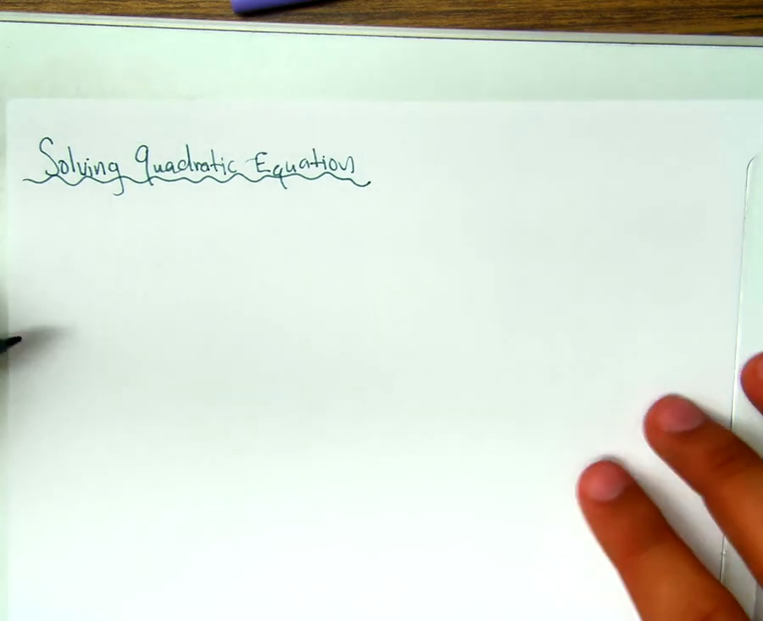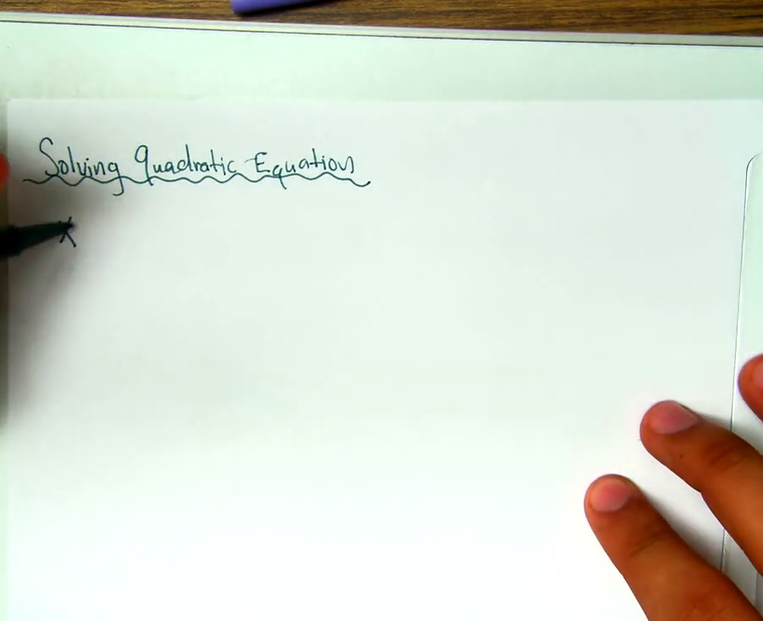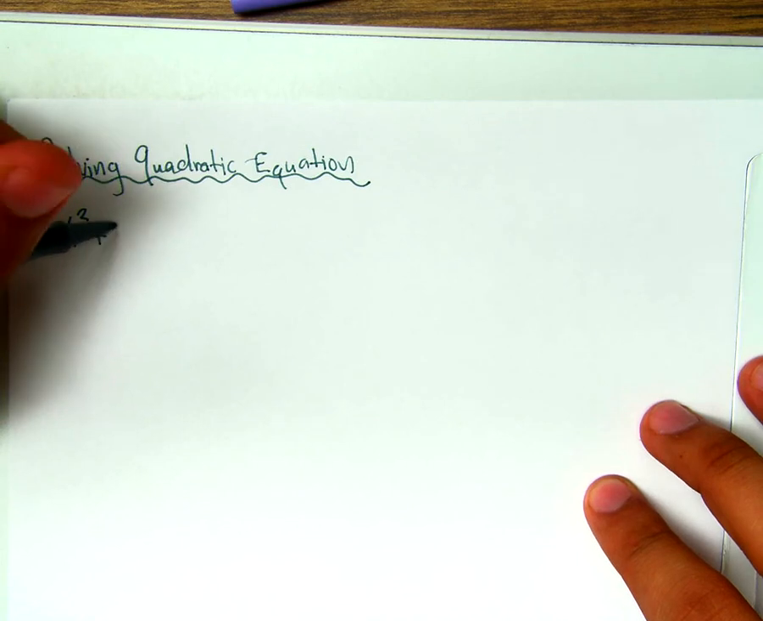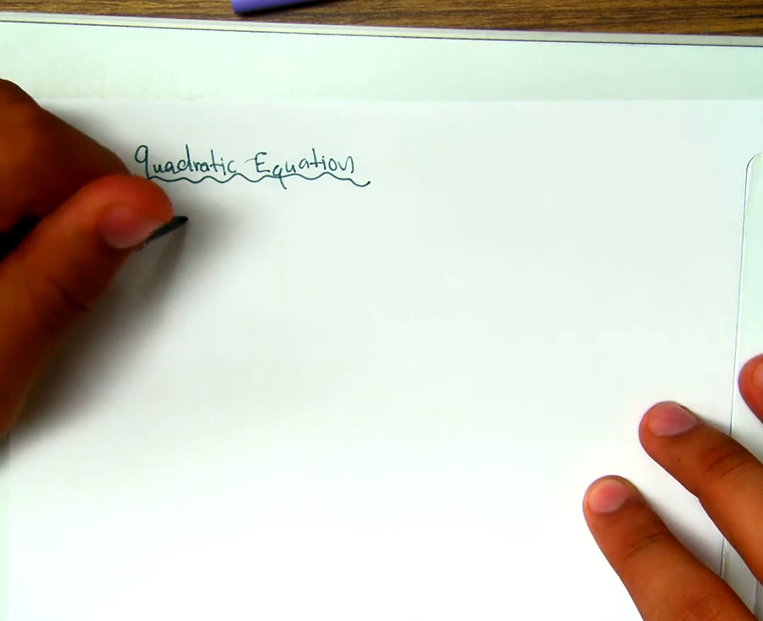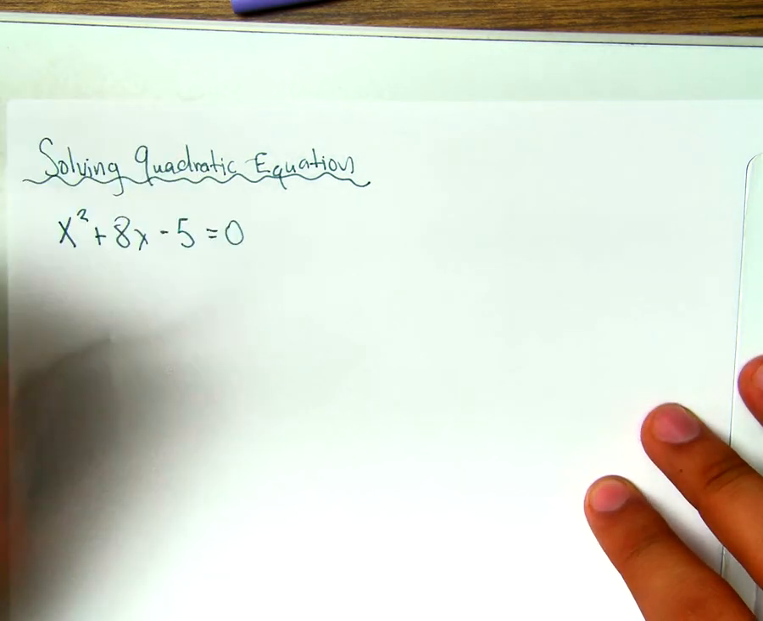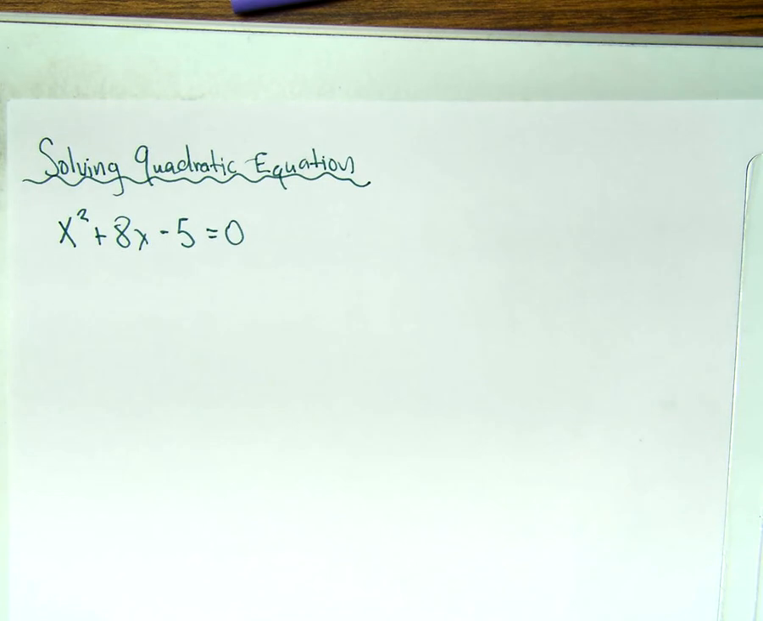Okay, so here we go. If we're given this equation, x squared plus 8x minus 5, and this equals 0, we're going to solve this equation. We're going to find the solutions, find the zeros, find the roots, find the x-intercepts, all the above. Always the same thing.